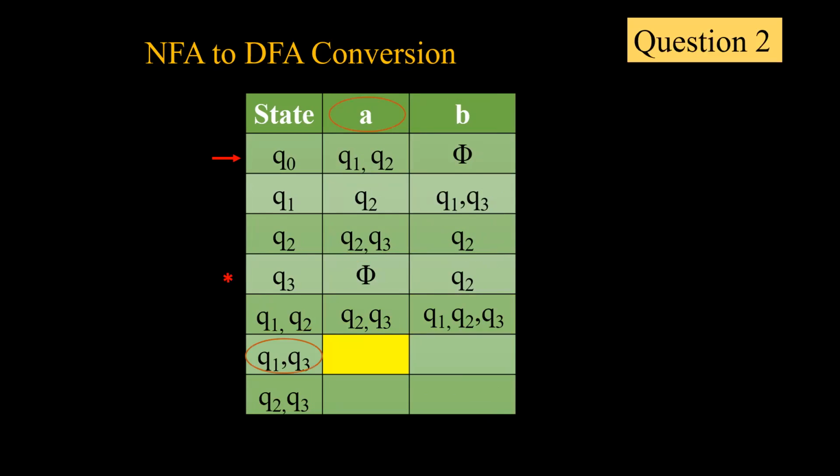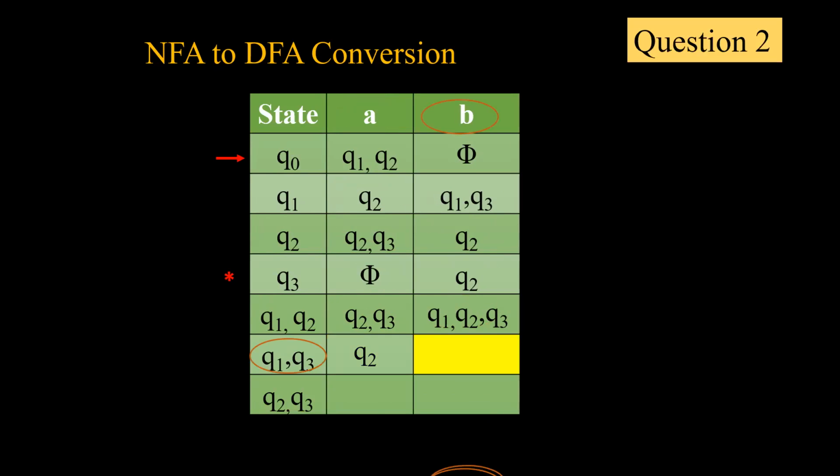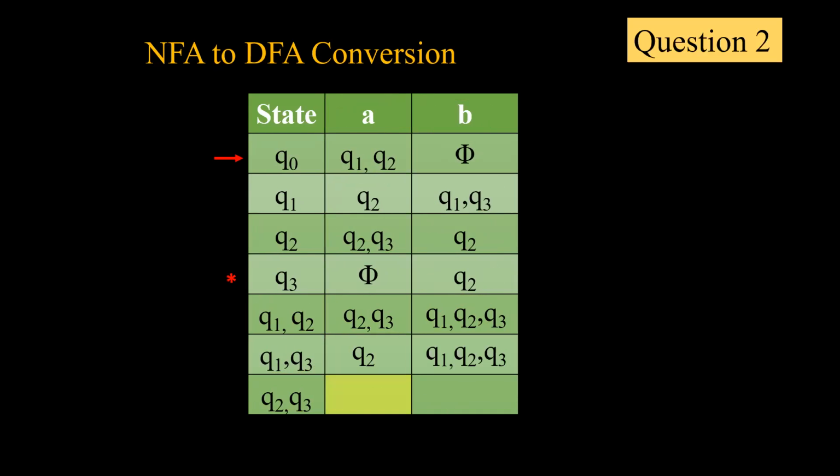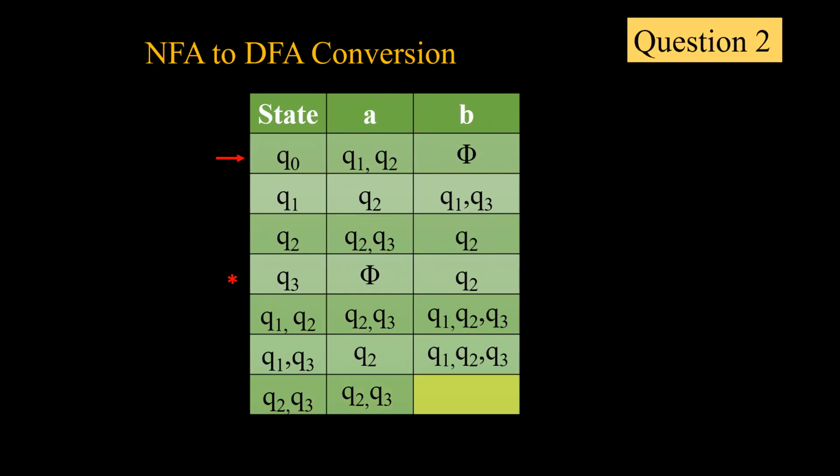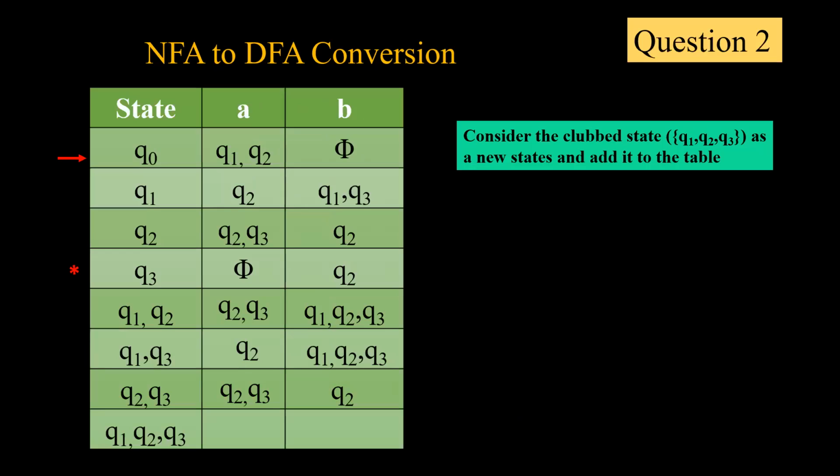Then we move to Q1, Q3 on A. Q1, Q3 on A gives Q2 only. Q1, Q3 on B gives us Q1, Q2, Q3. Then we have Q2, Q3 on A. This gives us Q2, Q3 itself. And the last one is Q2, Q3 on B. This gives us Q2. Since we have one more new state, Q1, Q2, Q3, we will add this clubbed state as a single state and it will be added into the table.